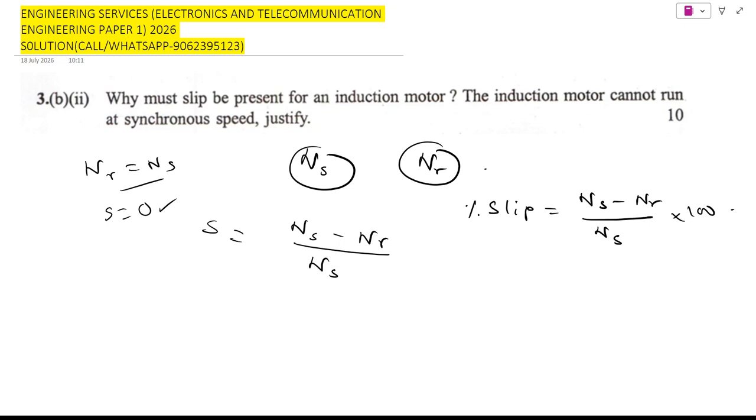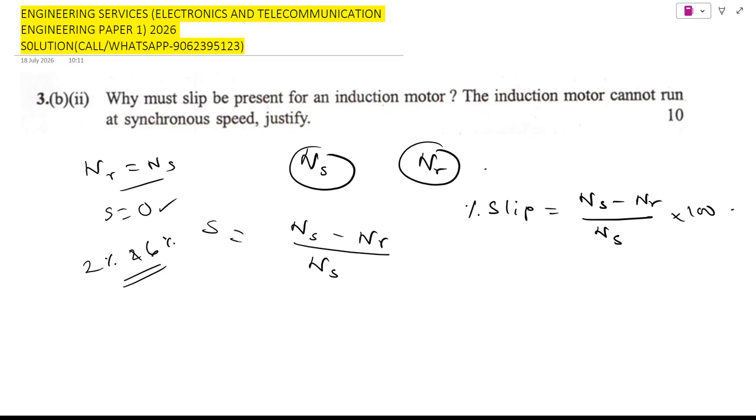In practical induction motors, full load slip is usually between 2% and 6%. Remember that. This small slip is sufficient to produce the torque required to drive the mechanical load efficiently. So that is why slip is necessary.